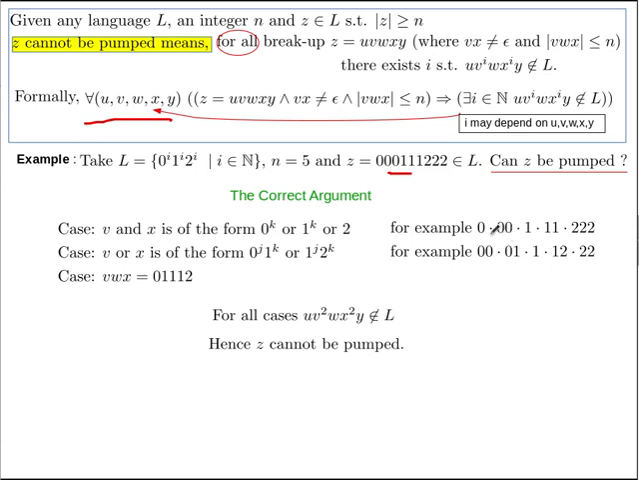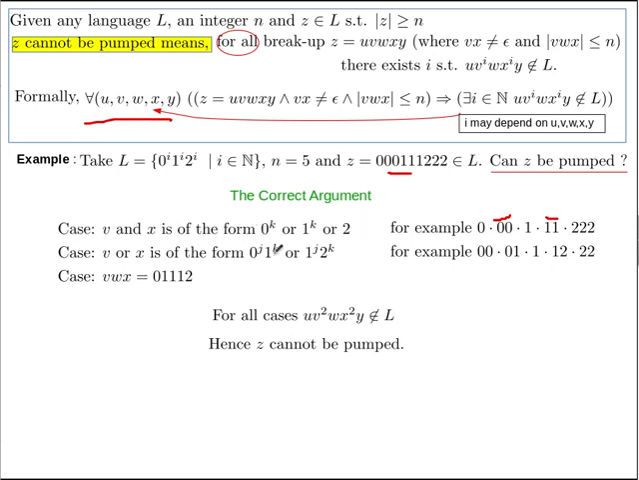So for example, if I take this sort of breakup where v is just this part and x is just this part, then if we pump this string, this type of symbol will grow in number, right? But we have 3 types of symbols. So if I just increase the number of 2 types of symbols here, then it will not match this equal number format. Okay, so we cannot pump in this case.